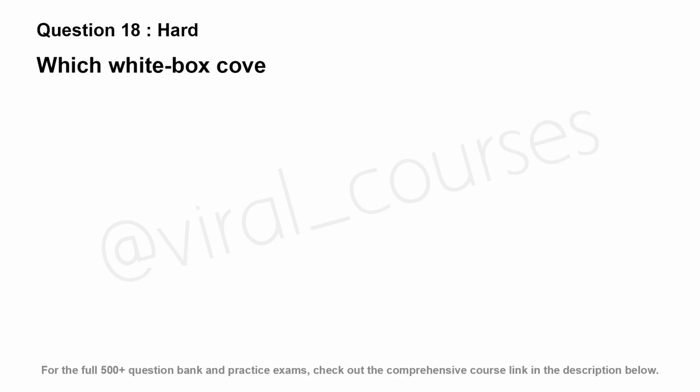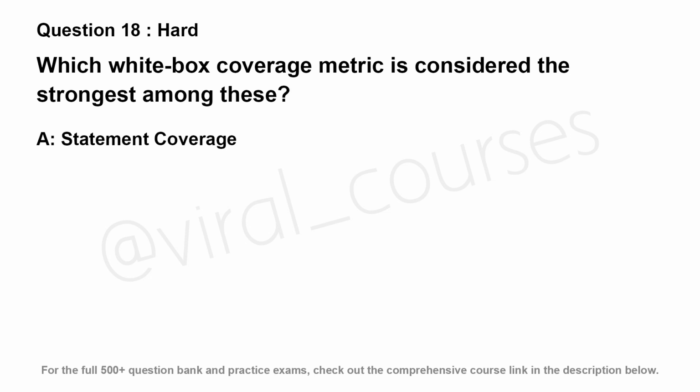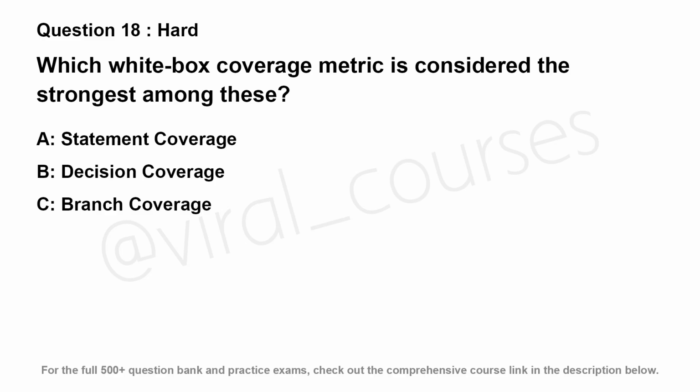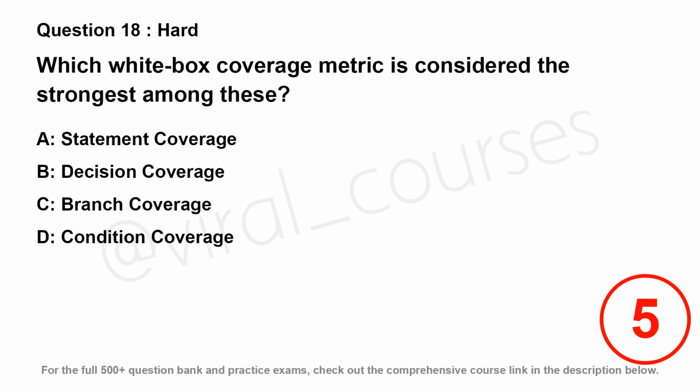Which white box coverage metric is considered the strongest among these? Option A, statement coverage. Option B, decision coverage. Option C, branch coverage. Option D, condition coverage.